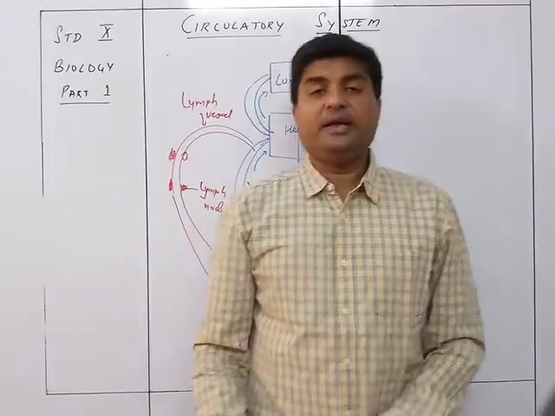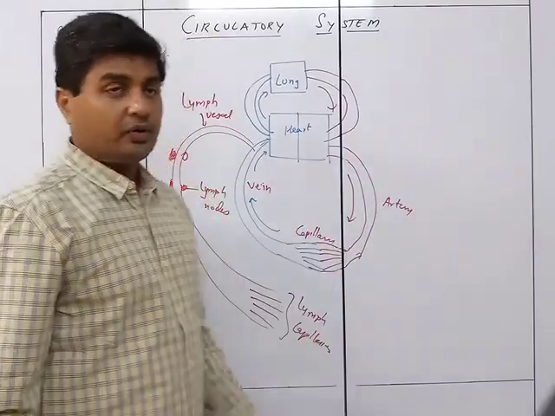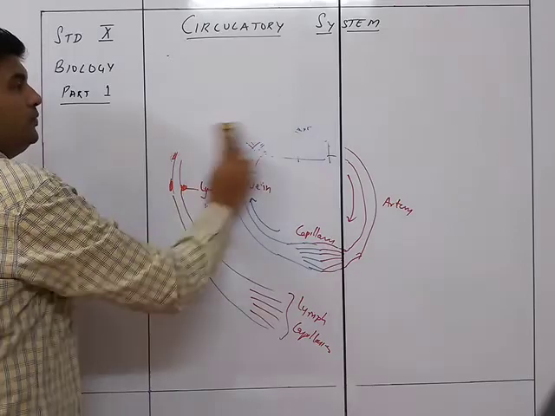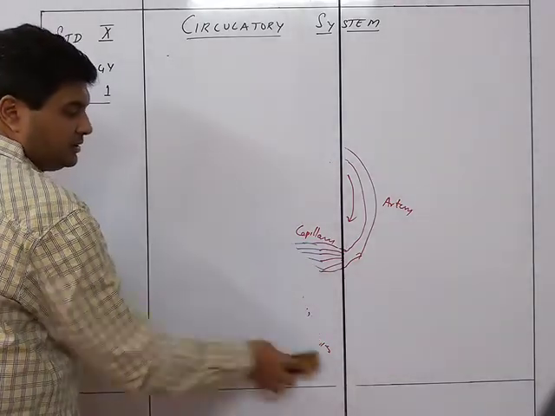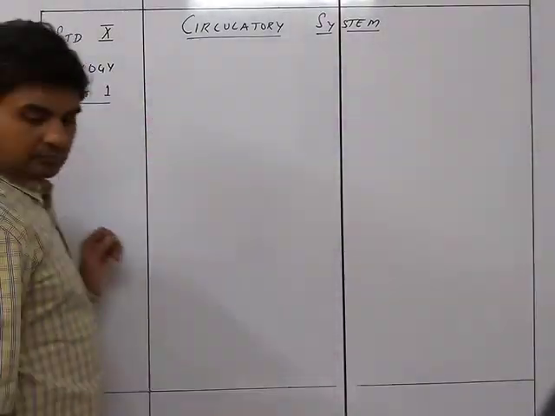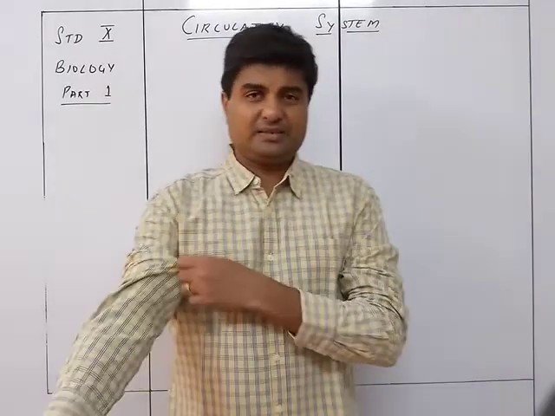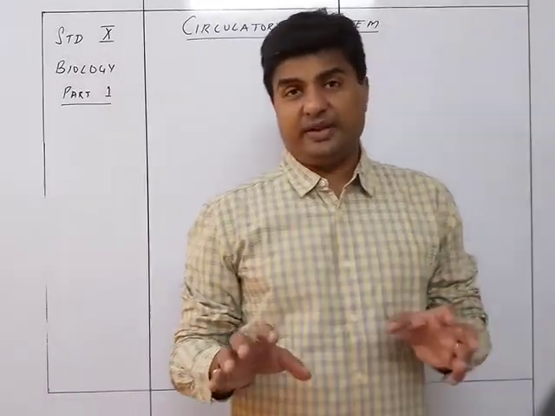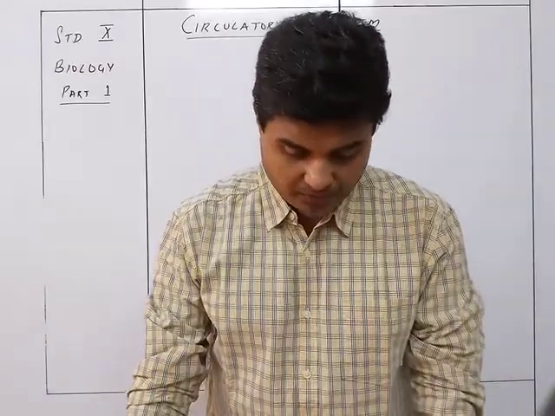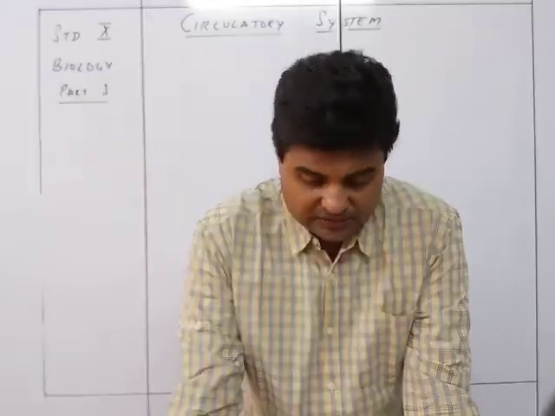Now we start with the functions of the different parts of the circulatory system. We start with the blood. So let's see the blood. Never stationary. Yes, blood is never stationary. It is continuously in motion. It is never ever stationary. Blood is always in motion from the heart to the arteries and back through the veins.